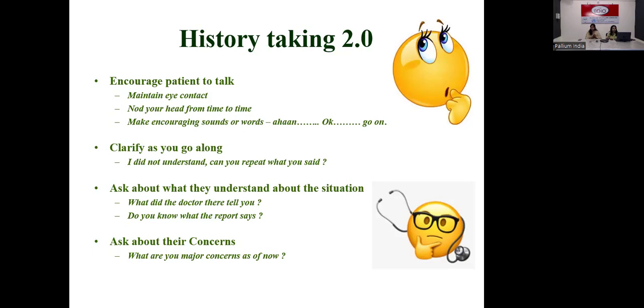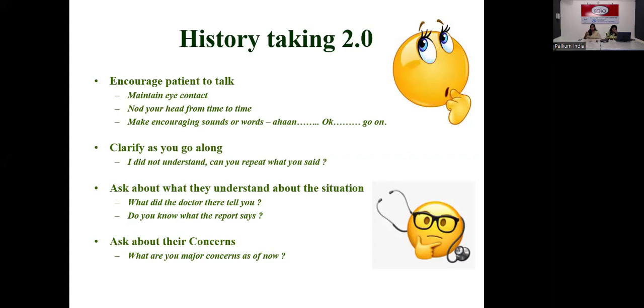Ask about what they understand about the situation. What did the doctor there tell you? For example, the person might be coming to you already with a report from somewhere else, or a scanning report. So the patient might have some idea of what he or she is going through. So maybe you can probe the patient's insight: how much the patient knows about his or her condition, or at what level the patient is right now.